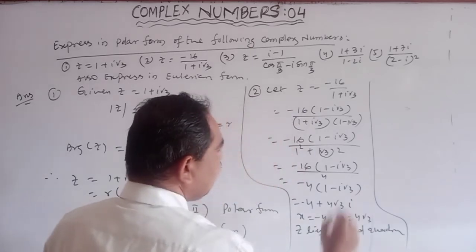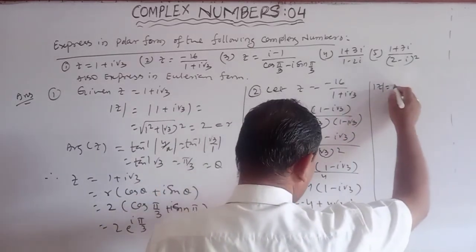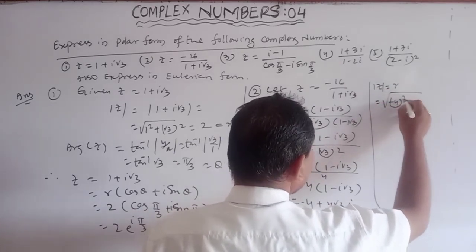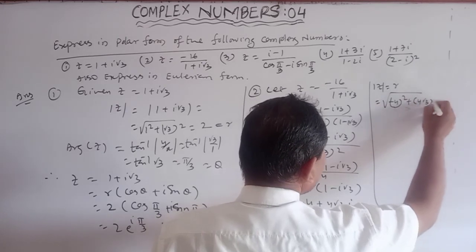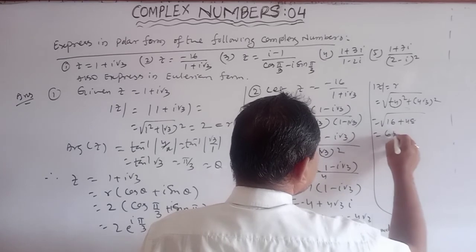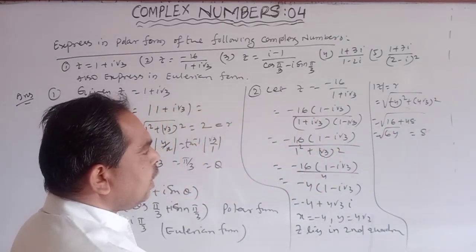Therefore mode of z is equal to r is equal to square root of (minus 4) square plus (4 root 3) square. So 16 plus 48, so 64, root 64 is 8.